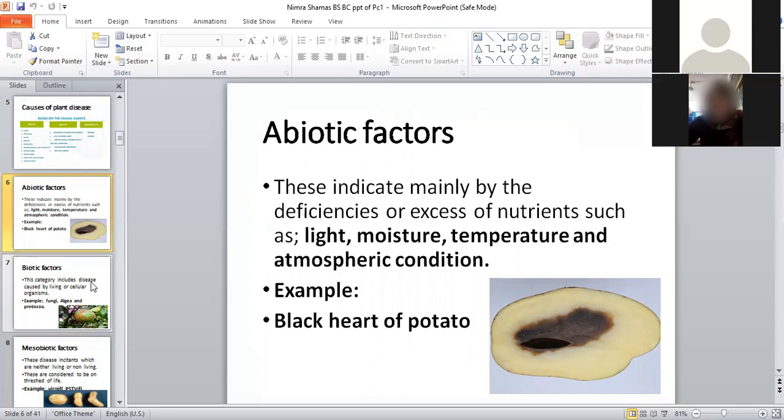This is because of high temperature. When the temperature becomes high, above 90 Fahrenheit, this causes the black heart of potato. Black heart of potato is found inside, not outside. It is a black, rusty color formed inside the potato. Okay, this is the black heart of potato. Next slide.